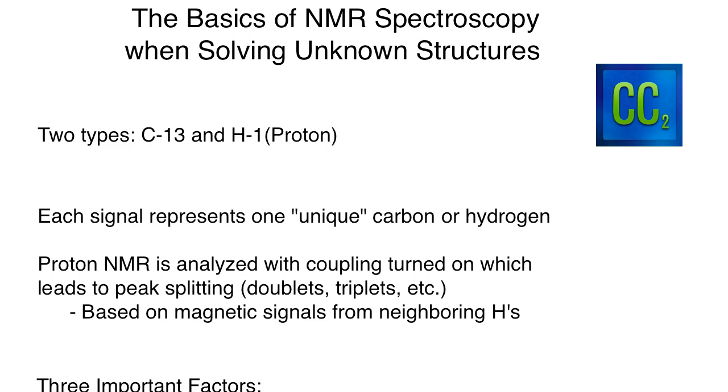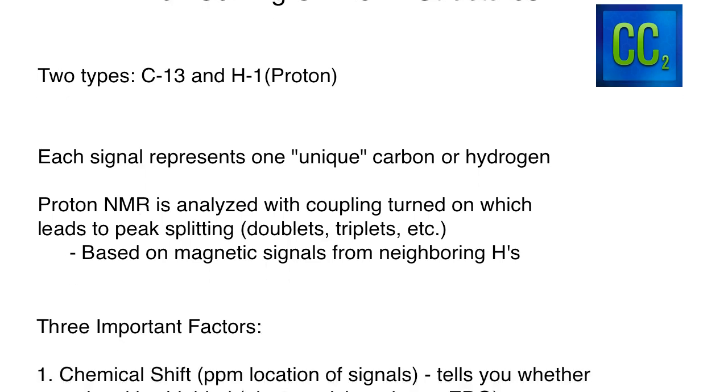So there's lots of different types of NMR. There's nitrogen NMR, there's fluorine NMR, there's phosphorus NMR. So I don't want you to think that carbon and the proton, the hydrogen, are the only 2 NMRs. There are additional ones, but these are the most common.